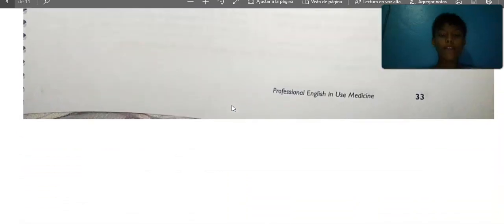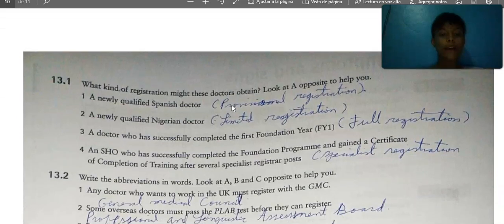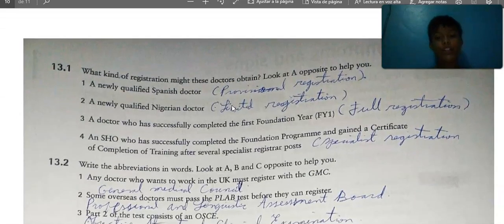And then the last one is going to be from Unit 13. What kind of registration might these doctors obtain? Look at A opposite to help you. A newly qualified Spanish doctor: provisional registration. A newly qualified Nigerian doctor: limited registration. A doctor who has successfully completed the first foundation year, FY1: full registration.